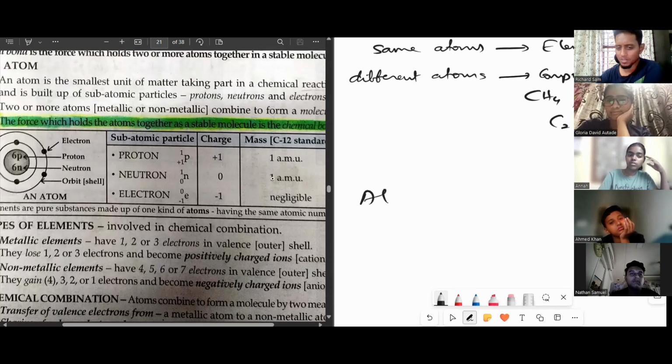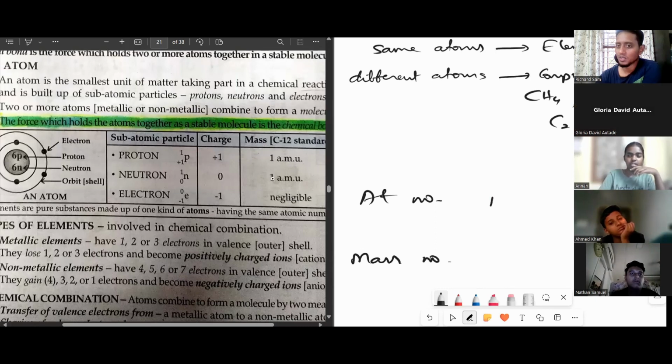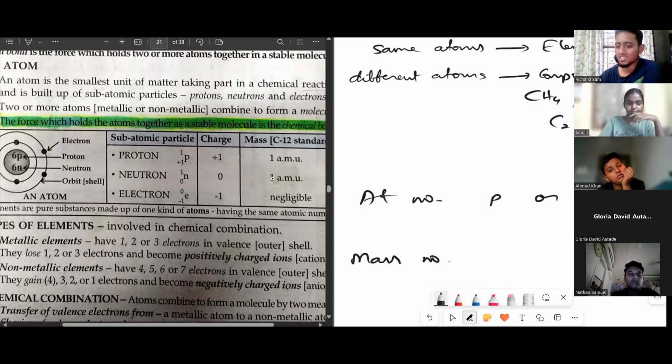Tell me what is atomic number and what is mass number? I hope you all remember these definitions. What is the definition of atomic number? It's the number of protons, basically, or the number of electrons. Protons are positive, electrons are negative. So it's either of their numbers, because the number of protons and electrons are always equal. If an atom has 10 protons and 10 electrons, what is its atomic number? 10. All right. Then what is mass number?